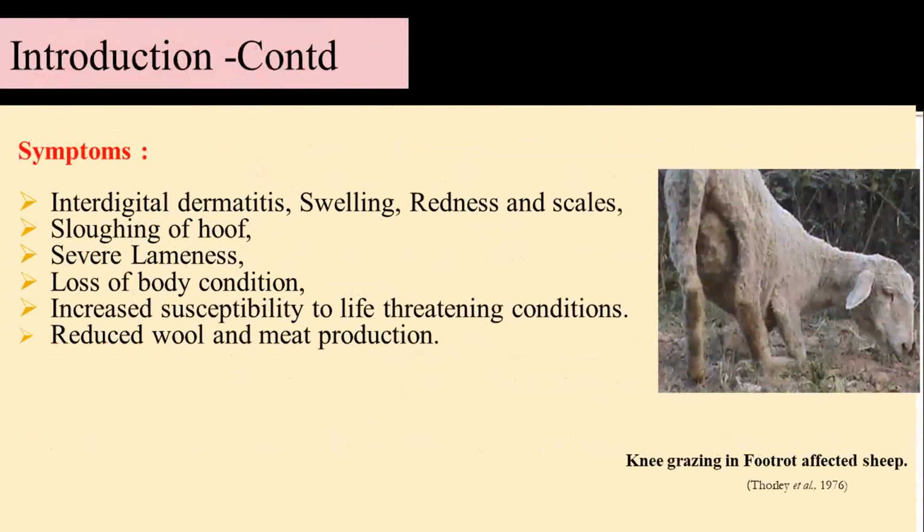Now, coming to the symptoms, this is the sheep. I have taken this photograph in the field. You can see the sheep is grazing at its knees. The symptoms include interdigital dermatitis. Initially, there is swelling and redness in the interdigital region, and there is sloughing of the hoof. There is severe lameness and loss of body condition. It affects the wool; the wool quality and quantity are affected. Since the immune system is depressed, the animal is susceptible to life-threatening conditions.